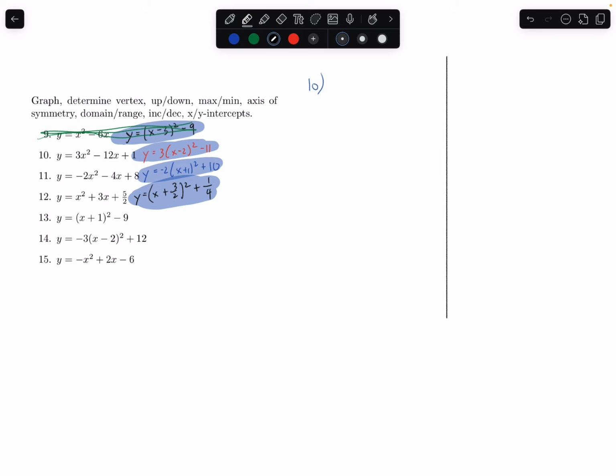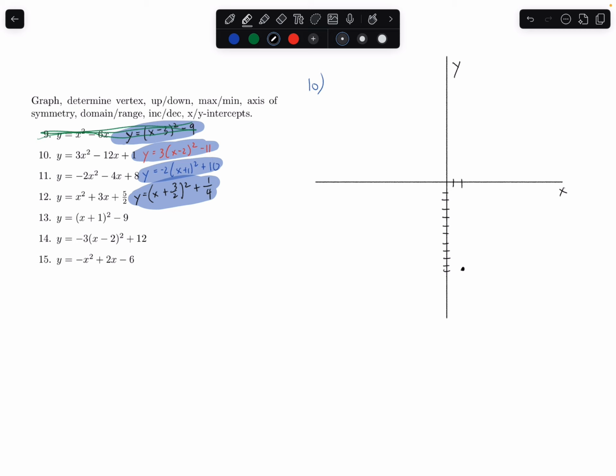Let's graph first. So I'm using my vertex form to make the graph. That's the one that you see in red next to number 10. 3(x minus 2) squared minus 11. So the vertex here would be (2, -11). 1, 2, 3, 4, 5, 6, 7, 8, 9, 10, 11. I know those aren't perfectly spaced, but it's just a sketch. Okay, and then that coefficient of 3 is positive, so it's opening upwards.